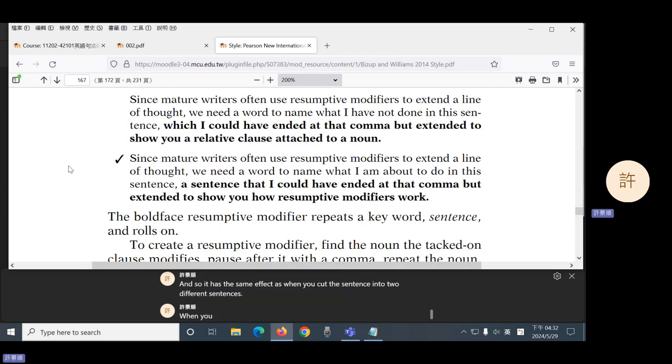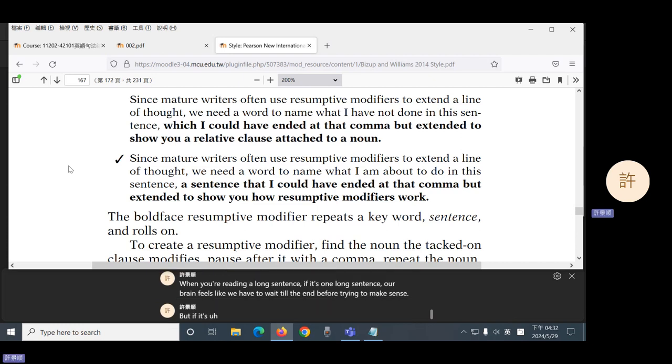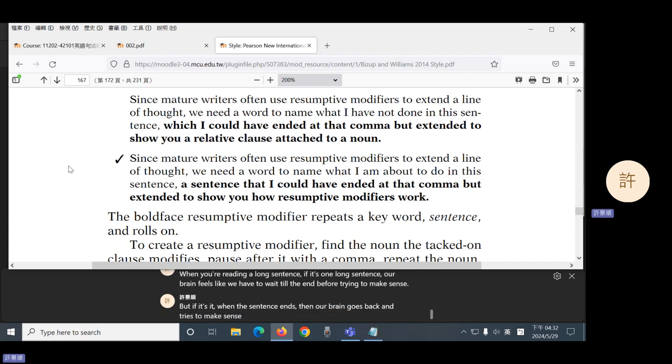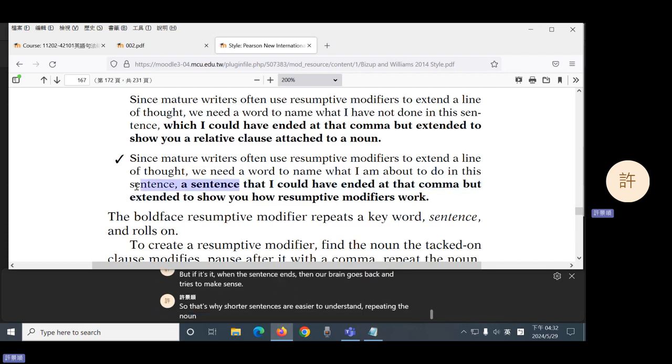When you're reading a long sentence, if it's one long sentence, our brain feels like we have to wait till the end before trying to make sense. But when the sentence ends, then our brain goes back and tries to make sense. So that's why shorter sentences are easier to understand. Repeating the noun before the relative clause makes our brain think this is a different sentence, even though it's the same sentence.